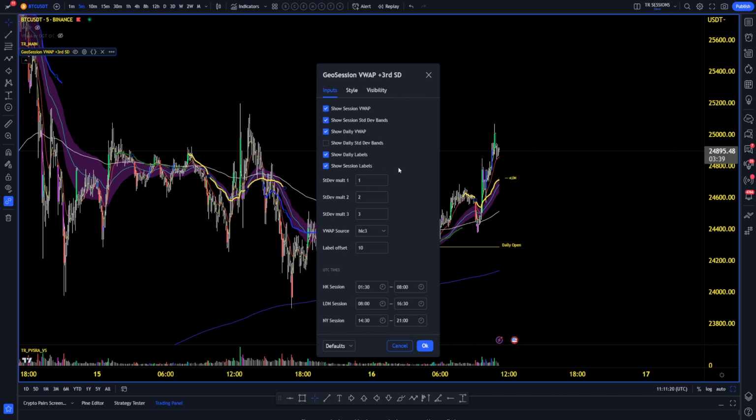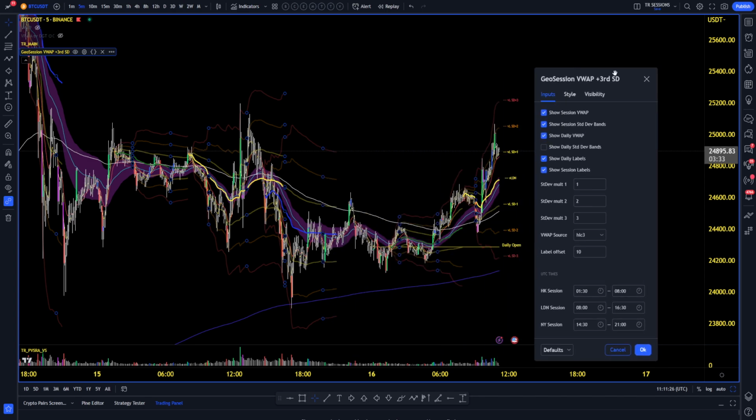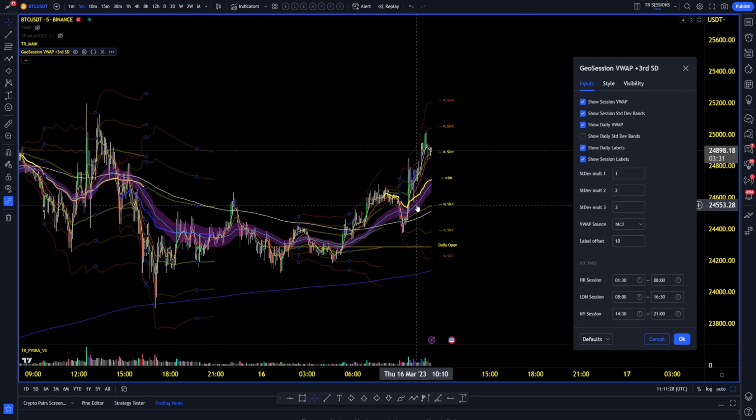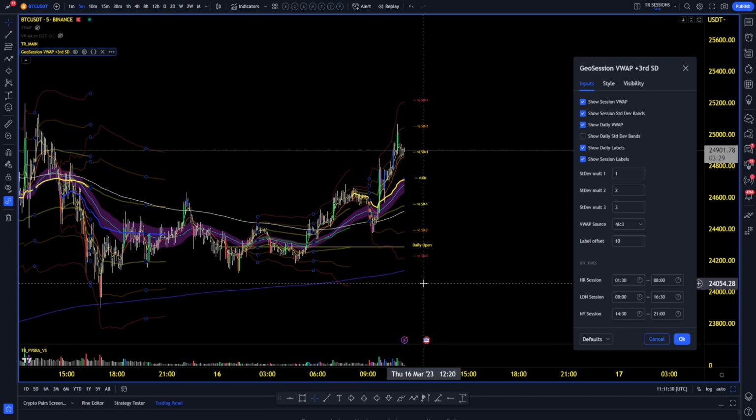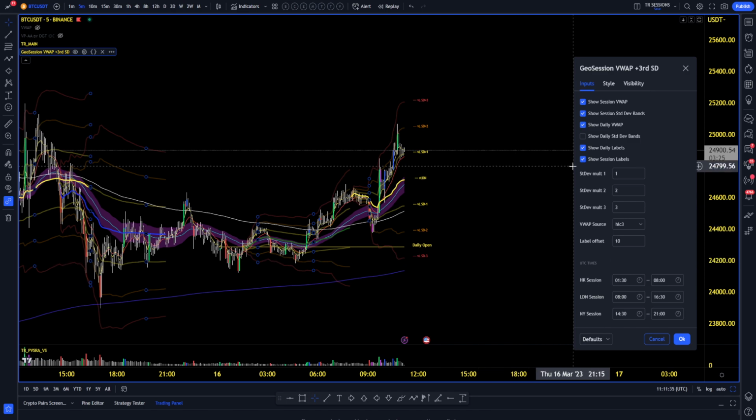Show the session standard deviation bands, all right? And you can show the daily standard deviation bands. When you don't show the daily standard deviation bands, this is what you get. It's the VWAP for each session. Now, it can cluster your charts a little bit too much, okay? But you've just got to be aware of what to do with these bands.